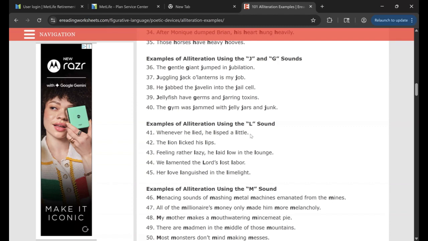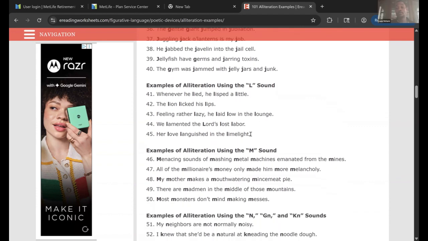Okay. That's good. Now, this is another one. Example of alliteration using the L sounds. The L sounds in English can also be tricky. Whenever he lied, he lisped a little. The lion licked his lips. Feeling rather lazy, he laid low at lunch. We lamented the Lord's lost labor. He loved language. Her love language in the limelight.